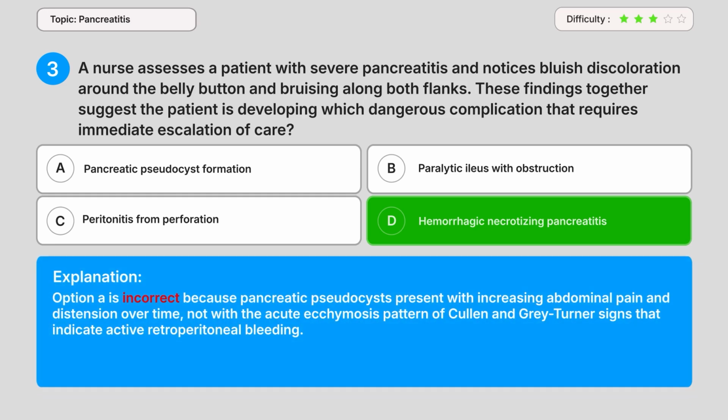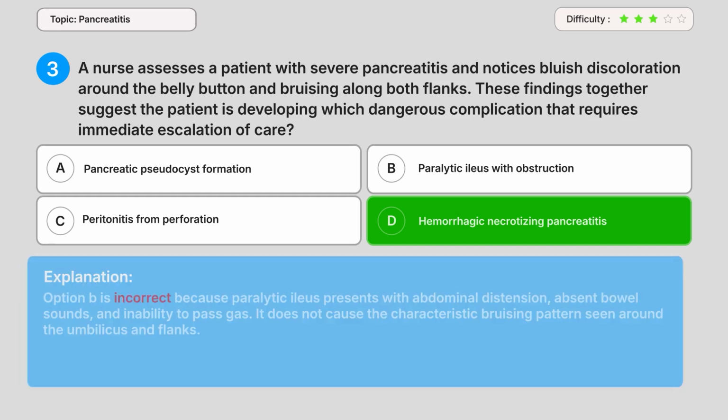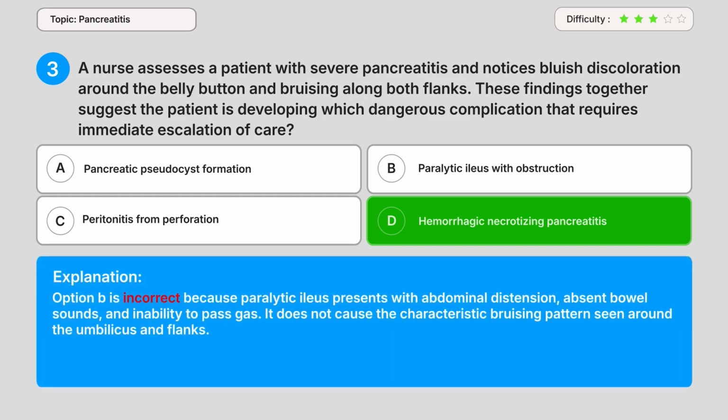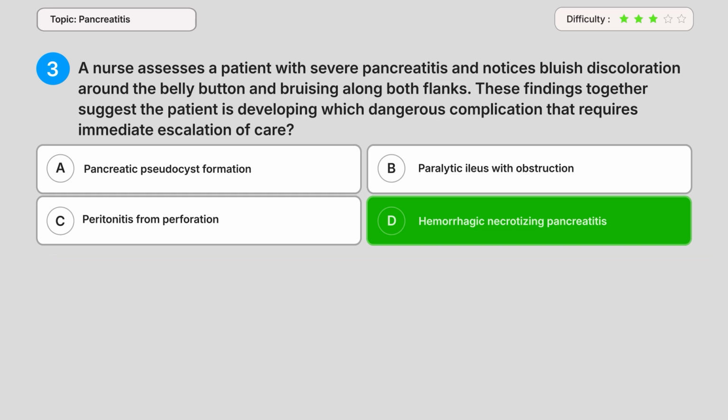Option A is incorrect because pancreatic pseudocysts present with increasing abdominal pain and distension over time, not with the acute ecchymosis pattern of Cullen and Gray Turner signs that indicate active retroperitoneal bleeding. Option B is incorrect because paralytic ileus presents with abdominal distension, absent bowel sounds, and inability to pass gas. It does not cause the characteristic bruising pattern seen around the umbilicus and flanks.